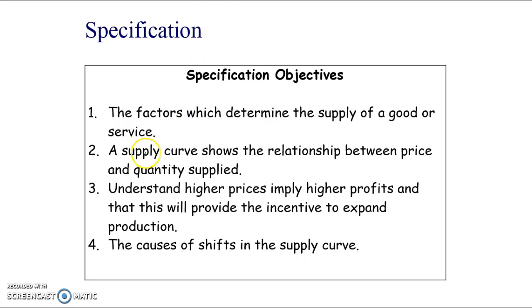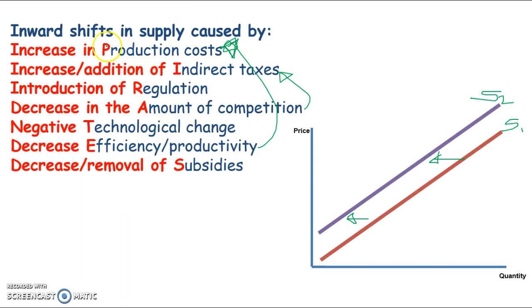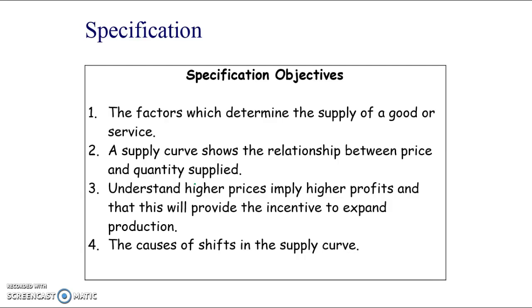So factors which determine the supply of a good or a service, they're these factors here that determine where the supply curve is in the first place, and what determines a shift in the supply curve is a change in any of those factors. So we've got that one done, that one done. Higher prices mean higher profits and provide the incentive to expand production, and the supply curve shows the relationship between price and quantity supplied, and that is upward sloping. We've got a positive correlation there.